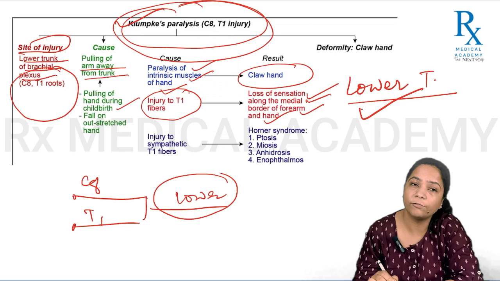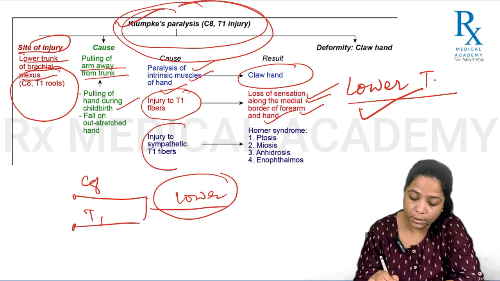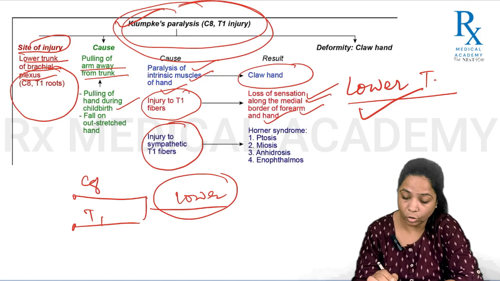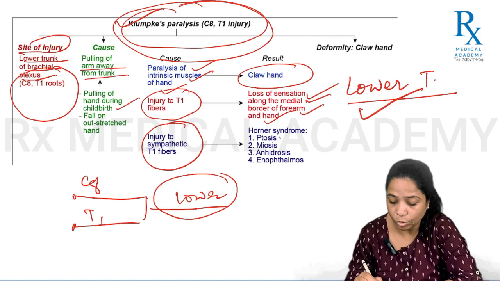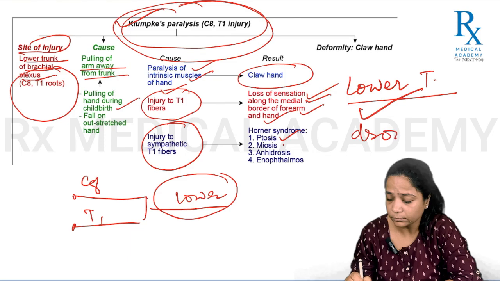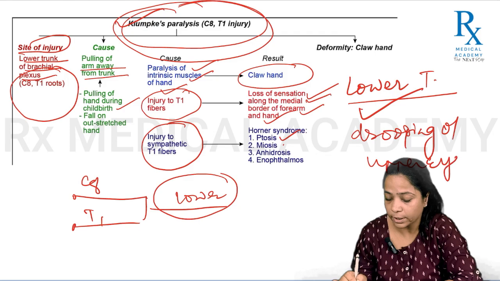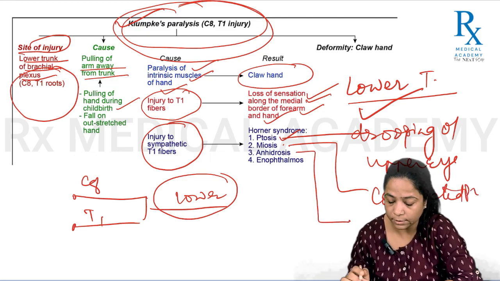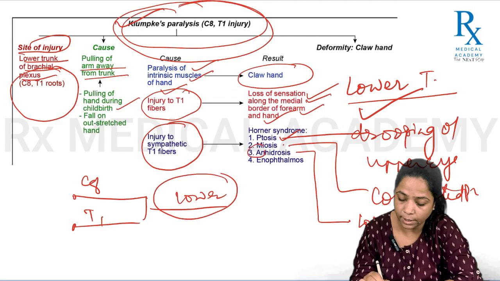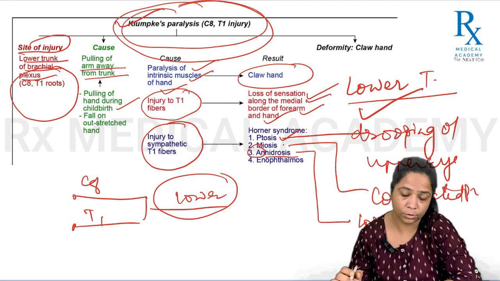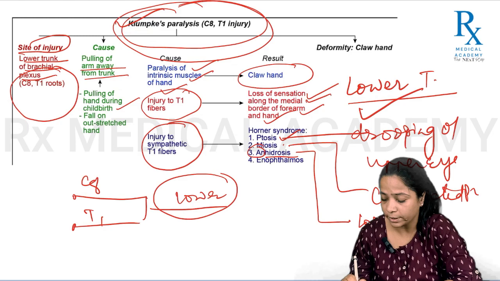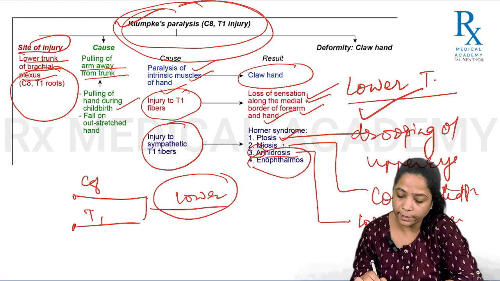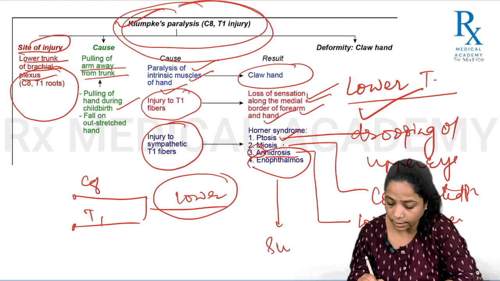And then some sympathetic fibers of the thoracic one spinal segment are also lost or injured, and this can lead to ptosis, that is drooping of the upper eyelid. This is known as ptosis. Then miosis, you will find a constricted pupil, then anhidrosis, there is loss of sweating over the neck. Then you will find enophthalmos, that is sunken eyes.